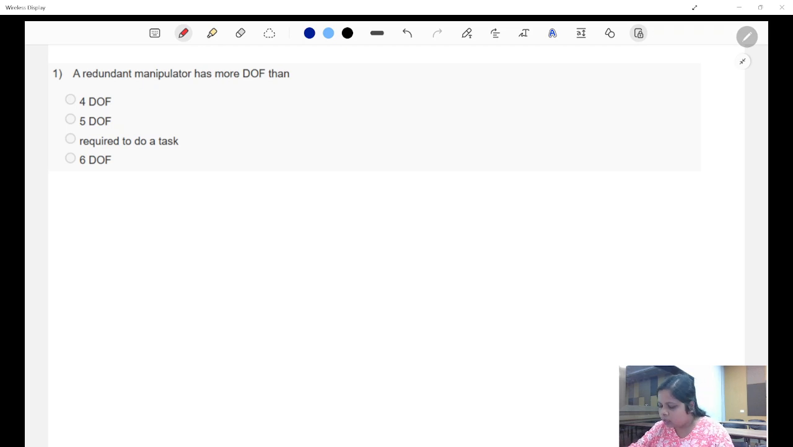A redundant manipulator has more degrees of freedom than what? 6. Okay, if it has more degrees of freedom than 6. And what is more degrees of freedom than 6? I'll show you.